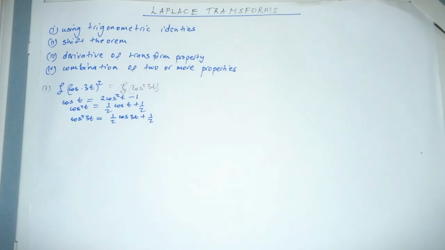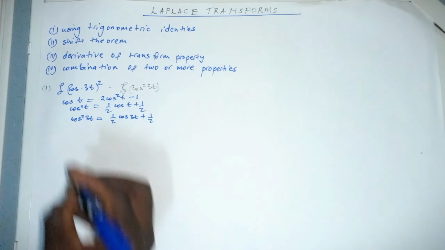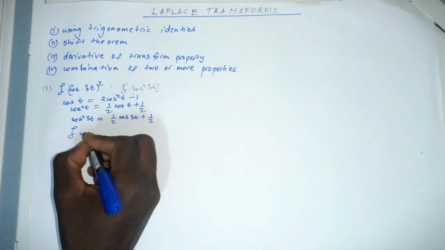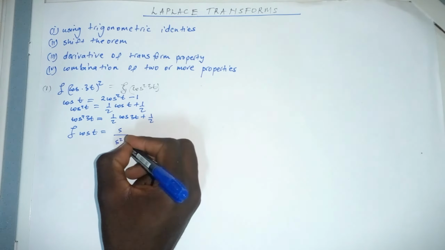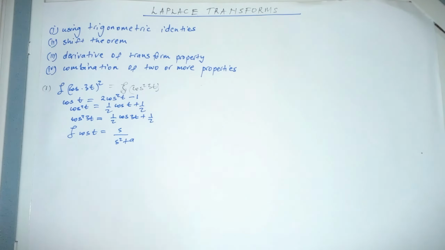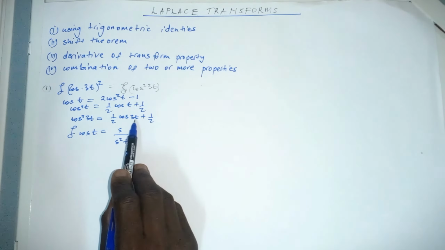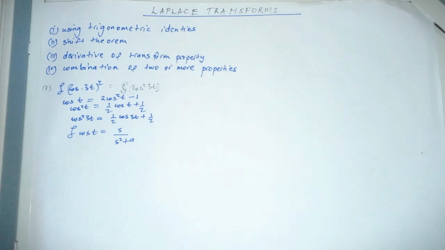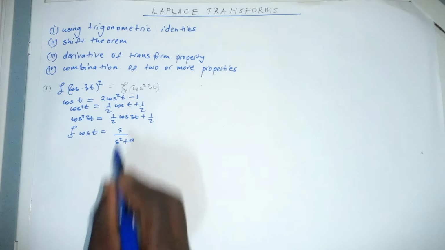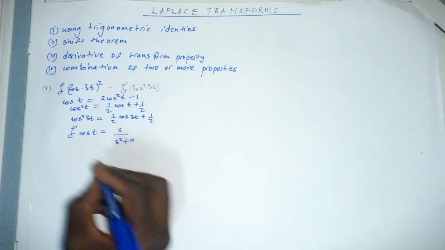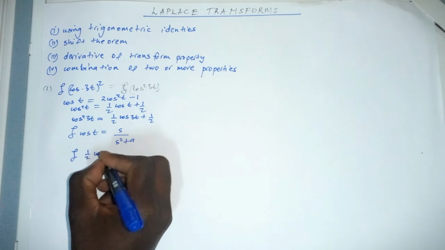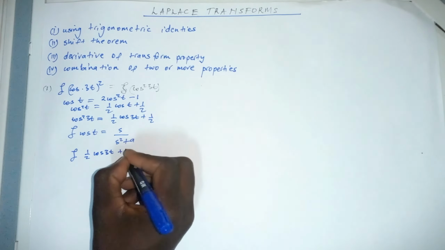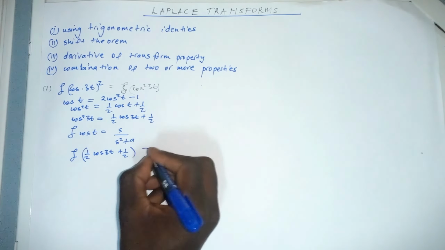Okay, and you know the Laplace transform of cos t is equal to s over s squared plus a squared. And a is the coefficient of t. So now from this, it is going to be easy to evaluate the Laplace transform of 1/2 cos 6t plus 1/2.